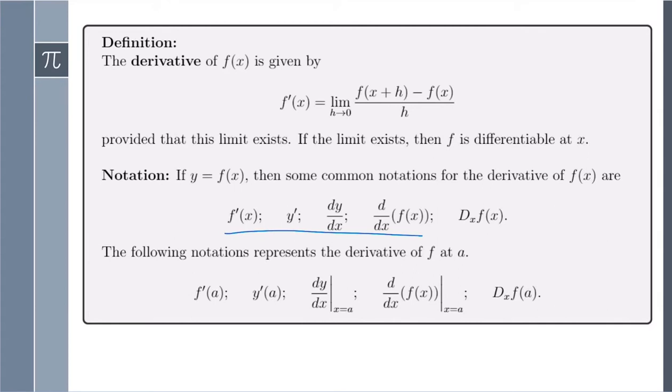If we are finding the derivative of a function, that's the notation. But if we are evaluating the derivative at a particular point, then we write f prime of a, just like evaluating a function, or y prime of a, or dy over dx at x equals a, wherever you're finding the derivative. Similarly, we can use this notation or this notation. Again, we'll commonly use these first three notations.